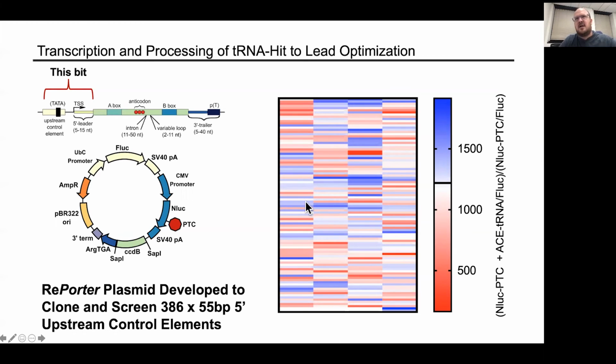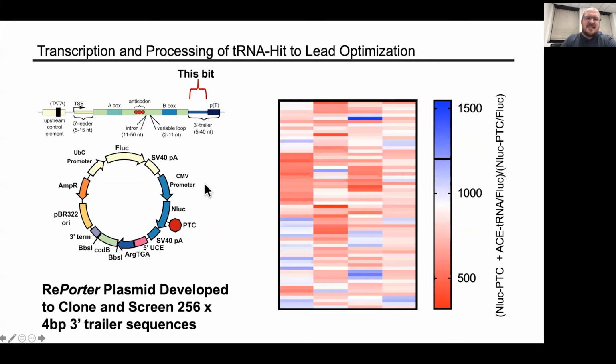And the data is shown here in this heat map. And the line here is the original sequence. The next thing we did is we looked at 256 sequences in the 3', and here's the heat map of our results. And you can see that we had several that were higher than the original.